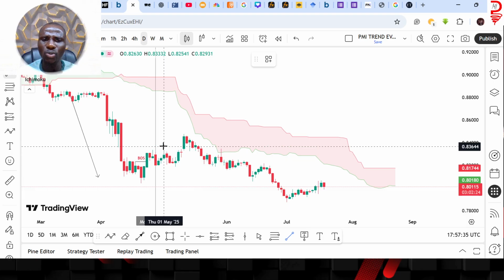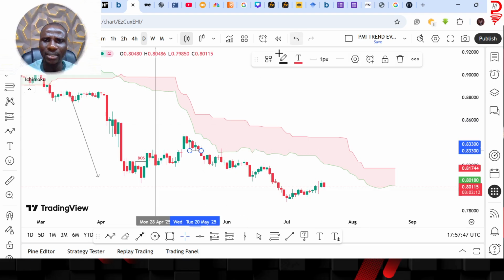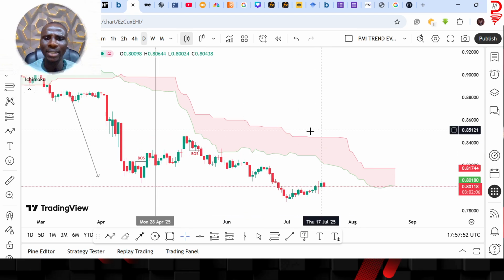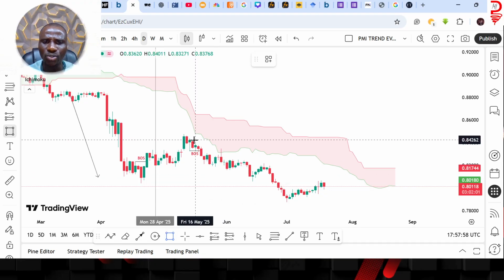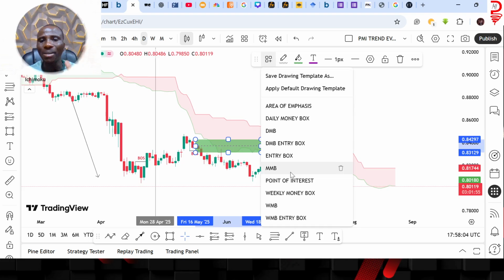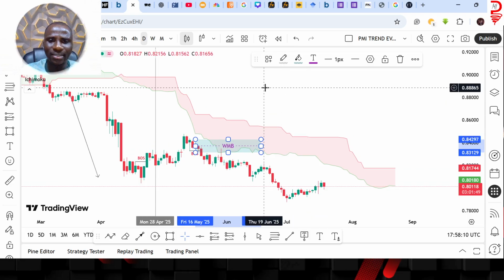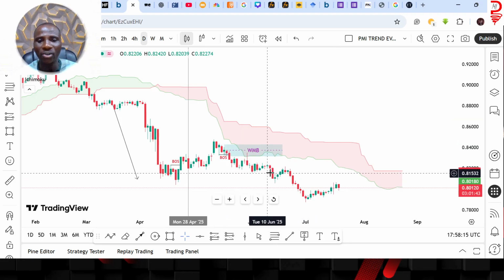Now, after a break of structure to the upside, you are looking for a clear break of structure to the downside. I can spot one here. Now, a break of structure bearish. You see that now? After this, you are to identify the origin that caused that break of structure. That is going to form your weekly money box. It's the same condition that you apply on any chart you want to trade. You don't put emotion.